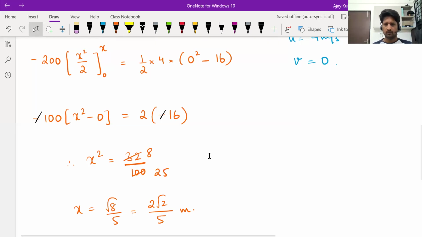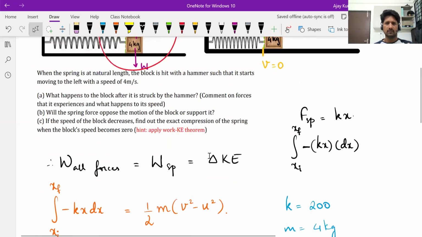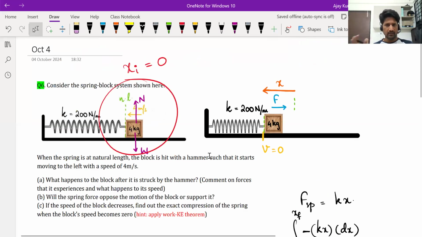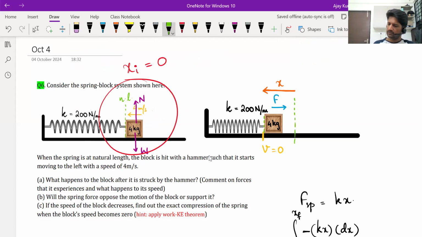Fine. So proper solving you can do later, but understand what happened here. Initially, the spring block system was at rest with the spring at its natural length. We strike the block so that it gets some velocity to the left. As the block gets some velocity to the left, it starts compressing the spring. Okay, you can see in the right side diagram. This is the natural length of the spring. When the block moves to the left, the spring is in a compressed state.